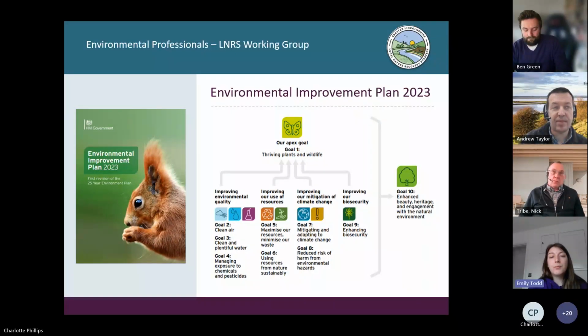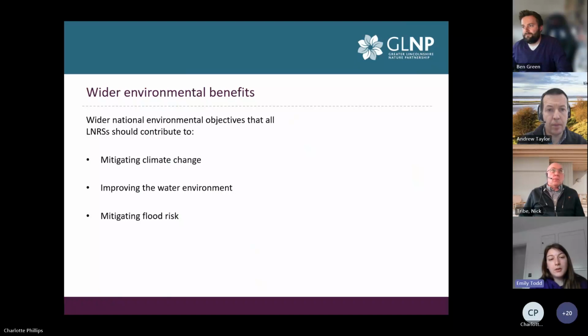So as I said, there are these national environmental targets. The Environmental Improvement Plan identifies the 10 overarching targets that we're working to achieve on a national level. Local nature recovery strategies will help to work towards fulfilling some of these overarching goals. In particular, the ones that local nature recovery strategies should be contributing to are mitigating climate change, improving the water environment, and mitigating flood risk.